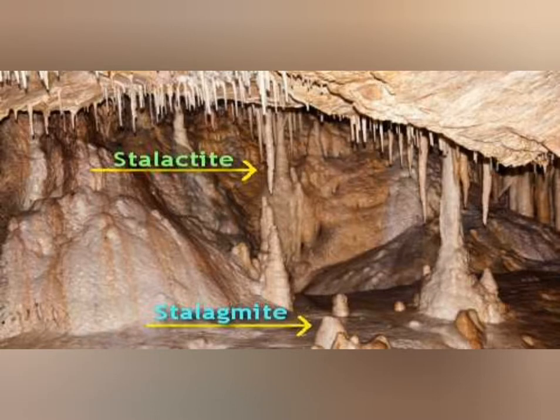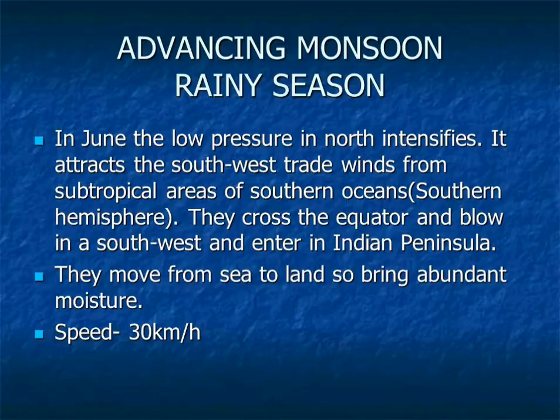The wettest place on earth is Mawsynram, which recorded an average rainfall of 1141 centimeters, and is also reputed for its stalagmite and stalactite caves. Stalactites are formations that hang from the ceiling of the caves, while stalagmites look like they are emerging from the ground and stand up. Features of advancing monsoon.